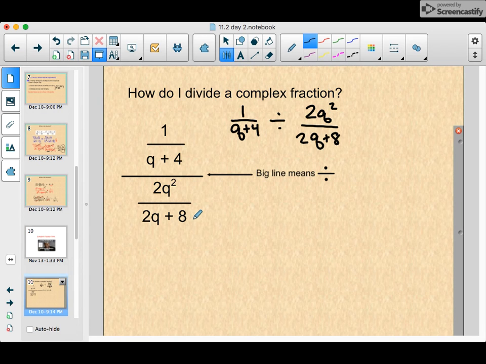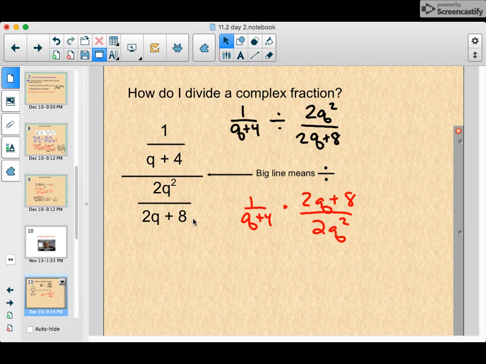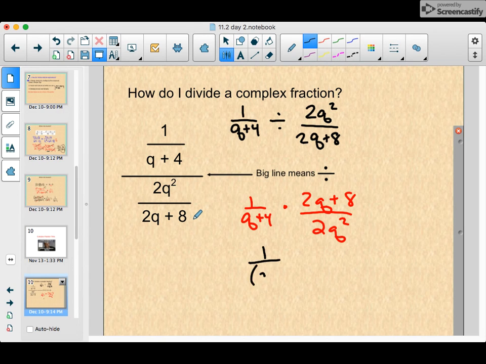Okay, now I can keep, change, flip. So now it just becomes like the other one. So keep, change, flip. Then I'm going to go through. I can't do anything with 1. I can't do anything with q plus 4. I'm just going to group them together.